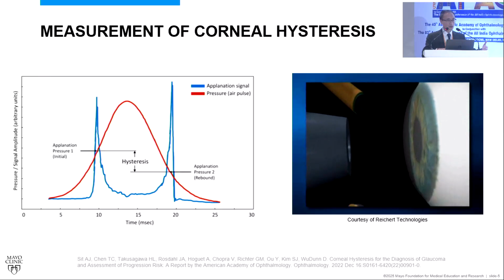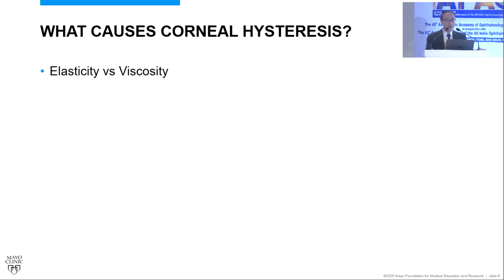Now, the term corneal hysteresis is probably a misnomer. One of the issues is, what does that actually mean? Hysteresis doesn't tell you anything specific about the properties of the eye, and that's because tissues are usually viscoelastic. They're neither perfectly elastic nor perfectly viscous.